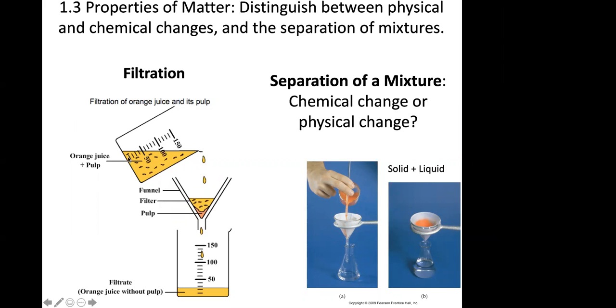Let's say you are separating the pulp here, okay? So you pour it through filter paper. You find that the orange juice, the juice itself would go down and you'd have the solid pulp remain. Take a second. Do you think that that best describes a chemical change or a physical change? Is the separation of a mixture a chemical change or a physical change?